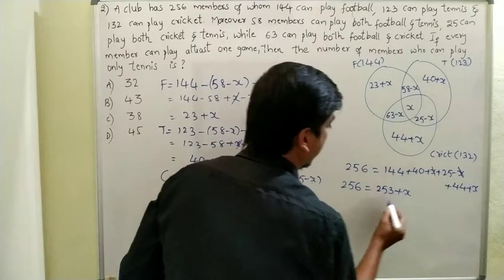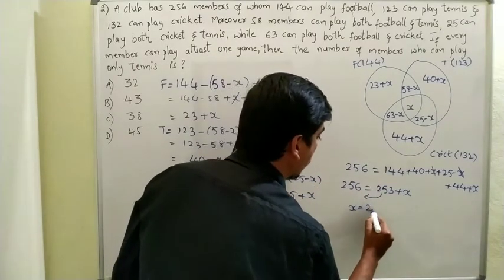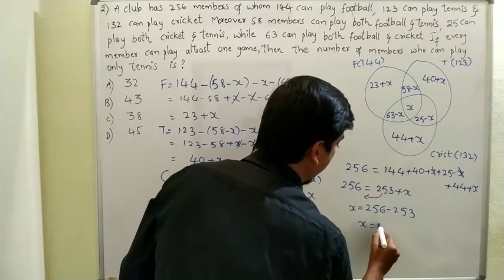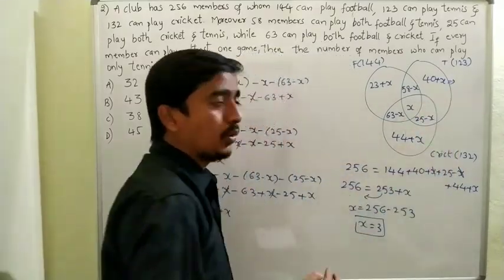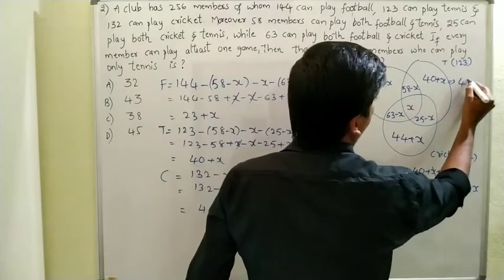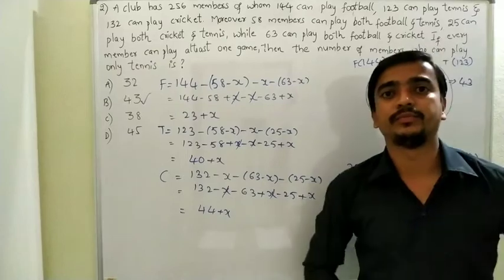253 plus X. Sending it to the left-hand side, it becomes minus. So X equals 256 minus 253, and by subtracting, we get the X value as 3. Here we want only the players who are playing only tennis. X value is 3, and 40 plus 3 is 43. So the second option is correct.